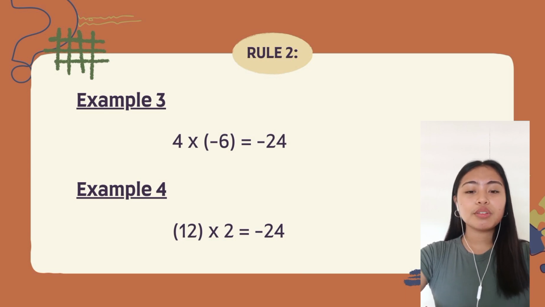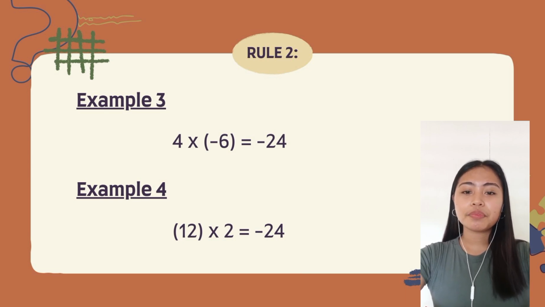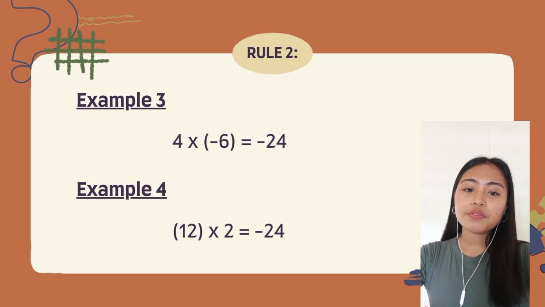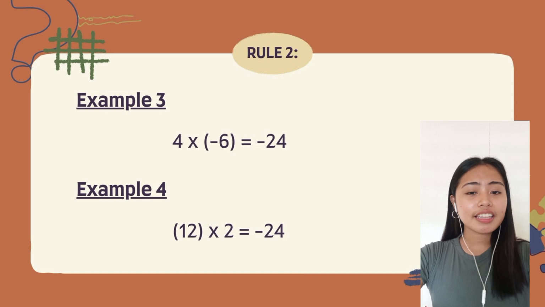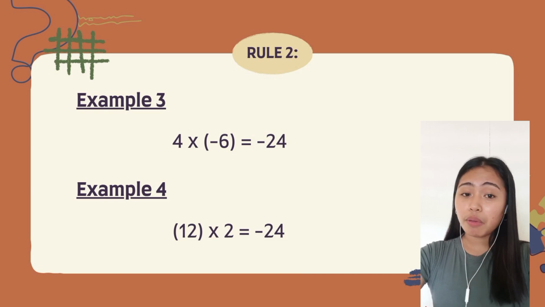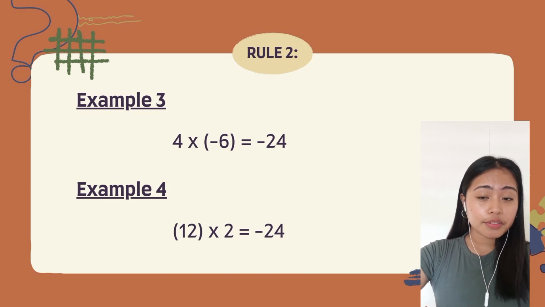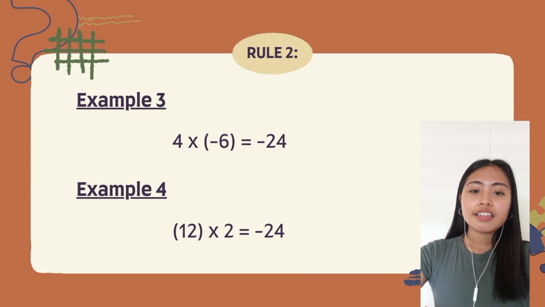Let's proceed to example number 4. Miss Garcia. Negative 12 times 2 is equal to negative 24. Why negative 24? Why not positive 24? Very good. That's correct. Since there are two different signs given, which is negative 12 and positive 2.